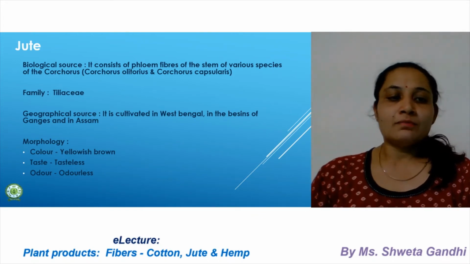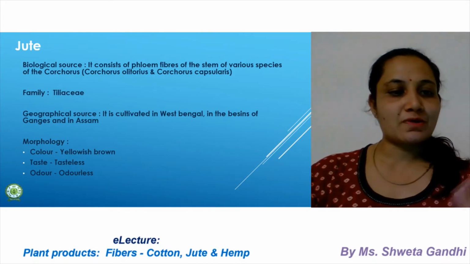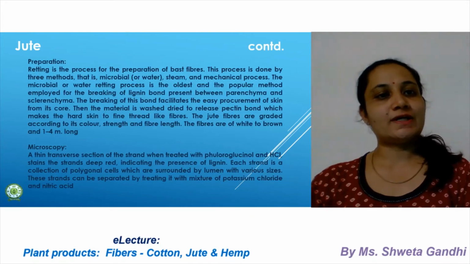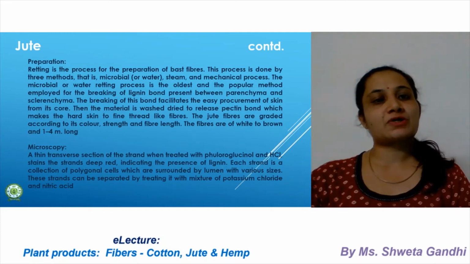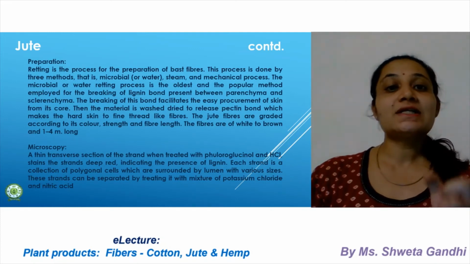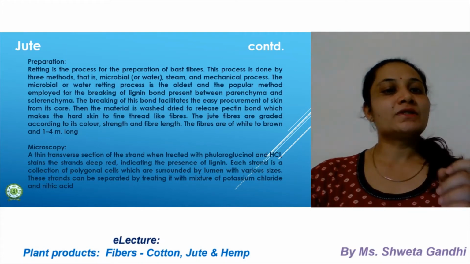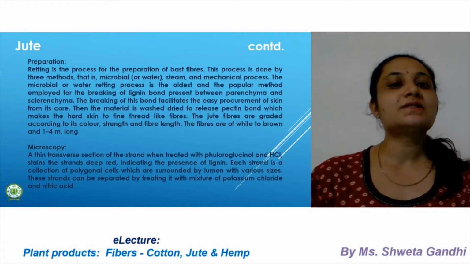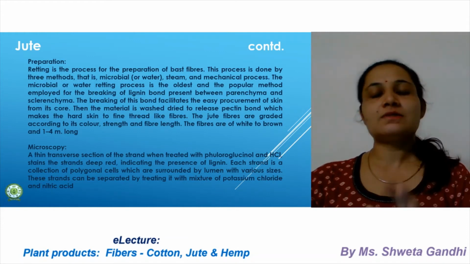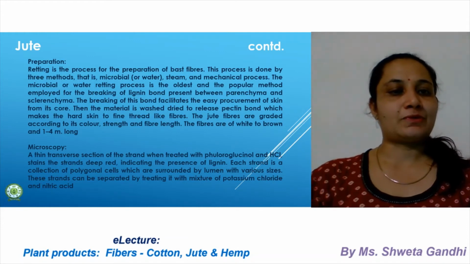Morphology: the color is yellowish brown, it is tasteless and odorless, and this is the preparation method of jute. Retting is the name of the process for the preparation of the bast fibers. This process is done by three methods: microbial, steam or mechanical.